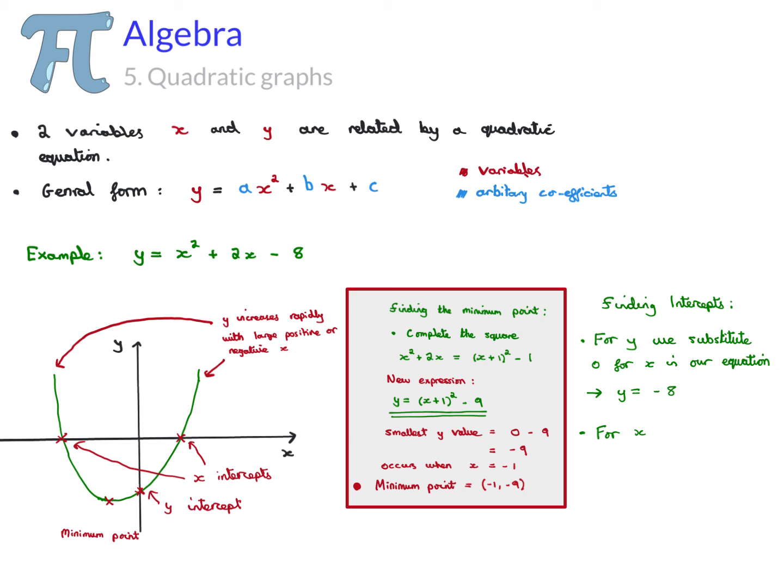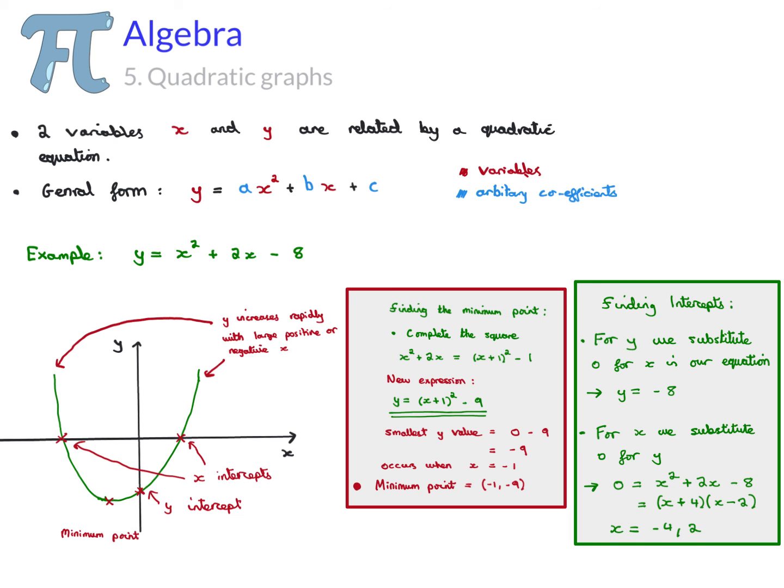To find the x-intercepts, we want the x values when the y-coordinate equals 0. Subbing in 0 for y leaves us with a quadratic equation. We need to find the x values and so solve the equation, which we can do in this example by factorising. We obtain the solutions and the x-intercepts of minus 4 and 2. The quadratic can change, but to find its intercepts you always substitute in 0 for either x or y and then solve the resulting equation.